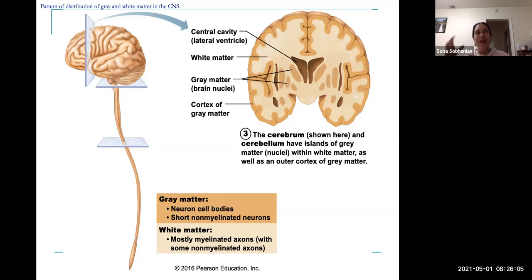So when you guys are looking at this, again, this is a typical exam question. What is gray matter made up of? What is the white matter made up of? You should be able to distinguish what that is called.